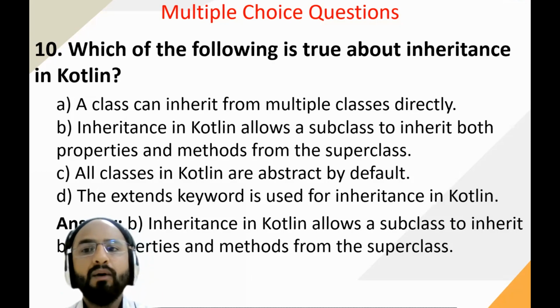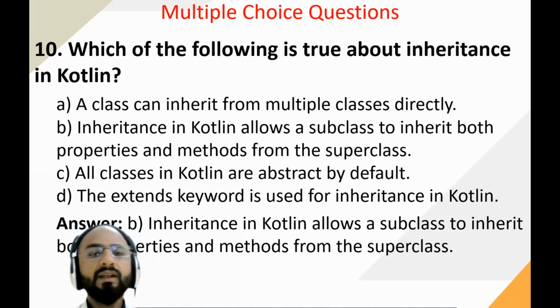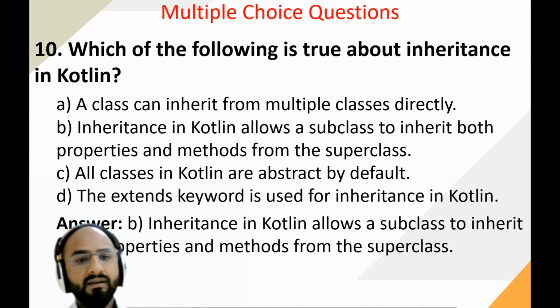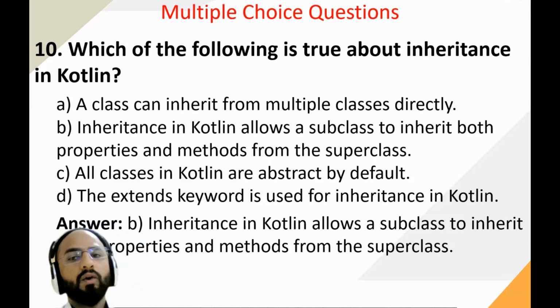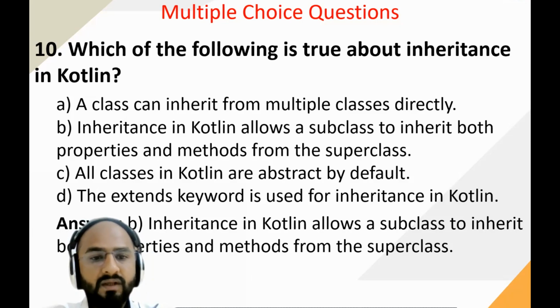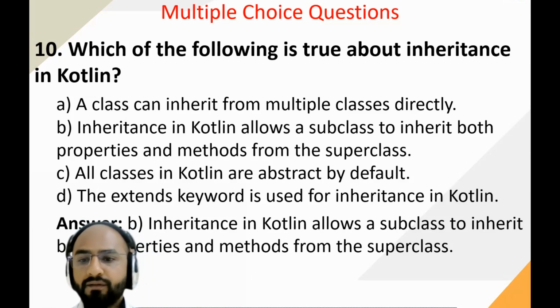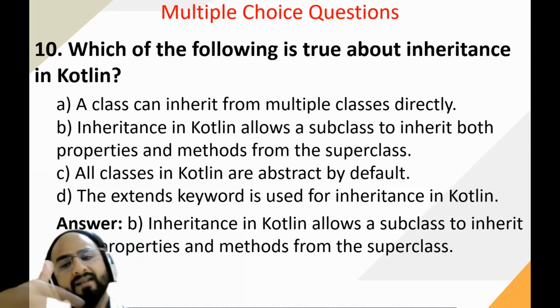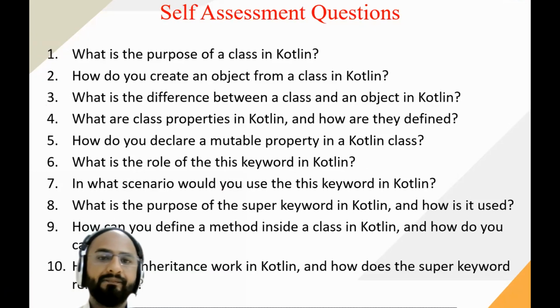Which of the following is true about inheritance in Kotlin? A, a class can inherit from multiple classes directly. B, inheritance in Kotlin allows a subclass to inherit both properties and methods from the superclass. C, all classes in Kotlin are abstract by default. D, the extends keyword is used for inheritance in Kotlin. So right answer is B. Inheritance in Kotlin allows a subclass to inherit properties and methods of the superclass.